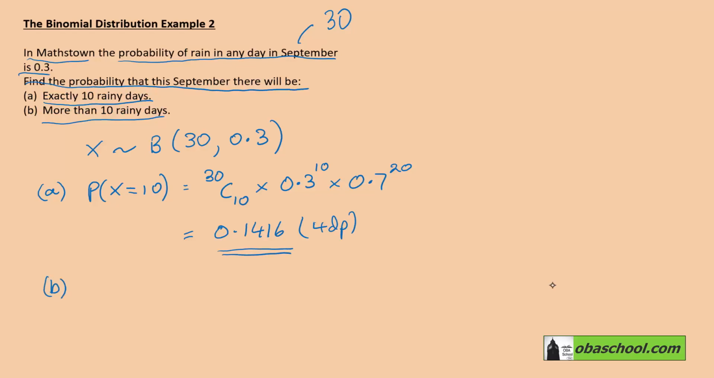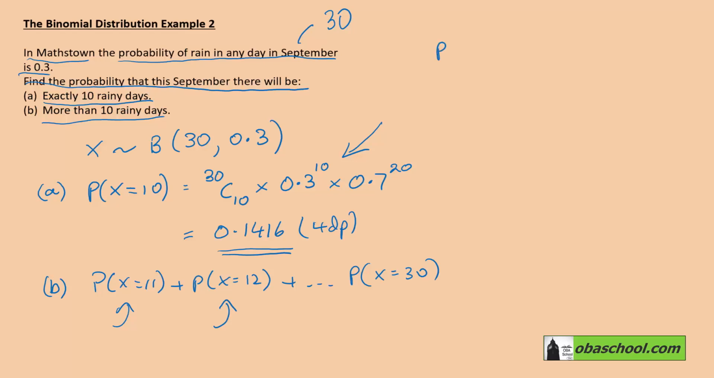Now part B is more than 10 rainy days, so that's going to be x being 11, plus 12, and so on up to x being 30. This is a lot of work if we use this formula because we have to do each one of these individually and add them up. So of course we're going to go to the calculator and we're going to be doing the probability of x being greater than or equal to 11.